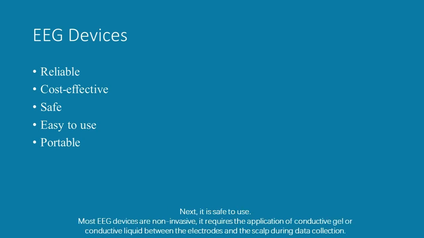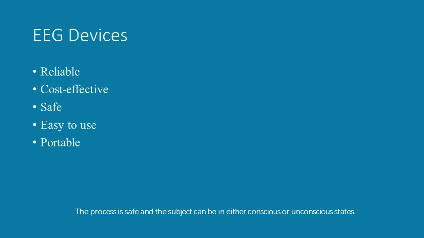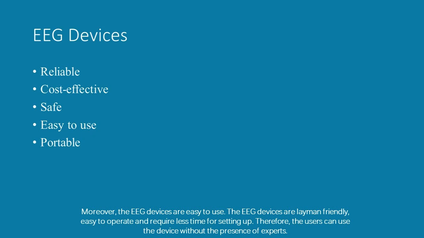Next, it is safe to use. Most EEG devices are non-invasive. It requires the application of conductive gel or conductive liquid between the electrodes and the scalp during data collection. The process is safe and the subject can be in either conscious or unconscious states. Moreover, the EEG devices are easy to use. The EEG devices are layman-friendly, easy to operate and require less time for setting up. Therefore, the users can use the device without the presence of experts.